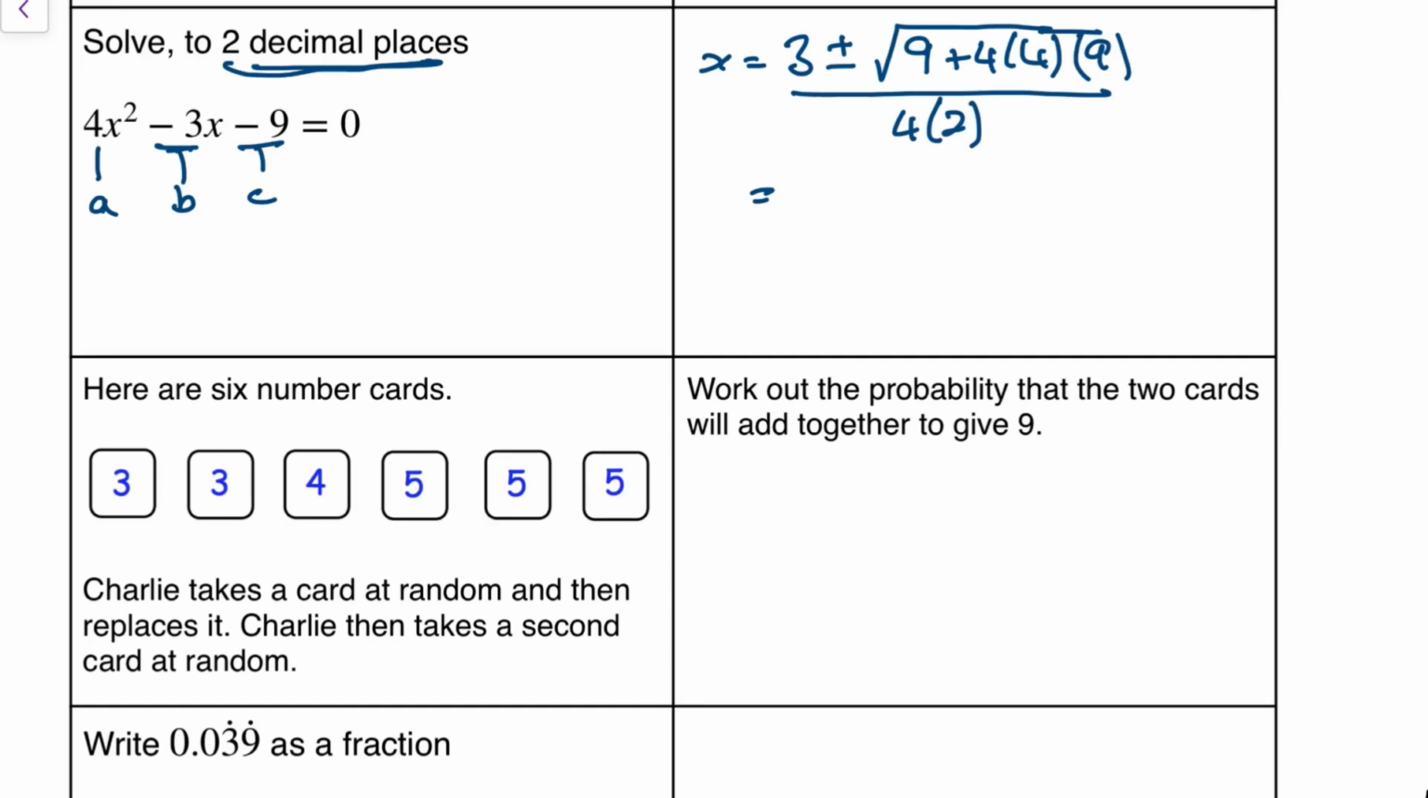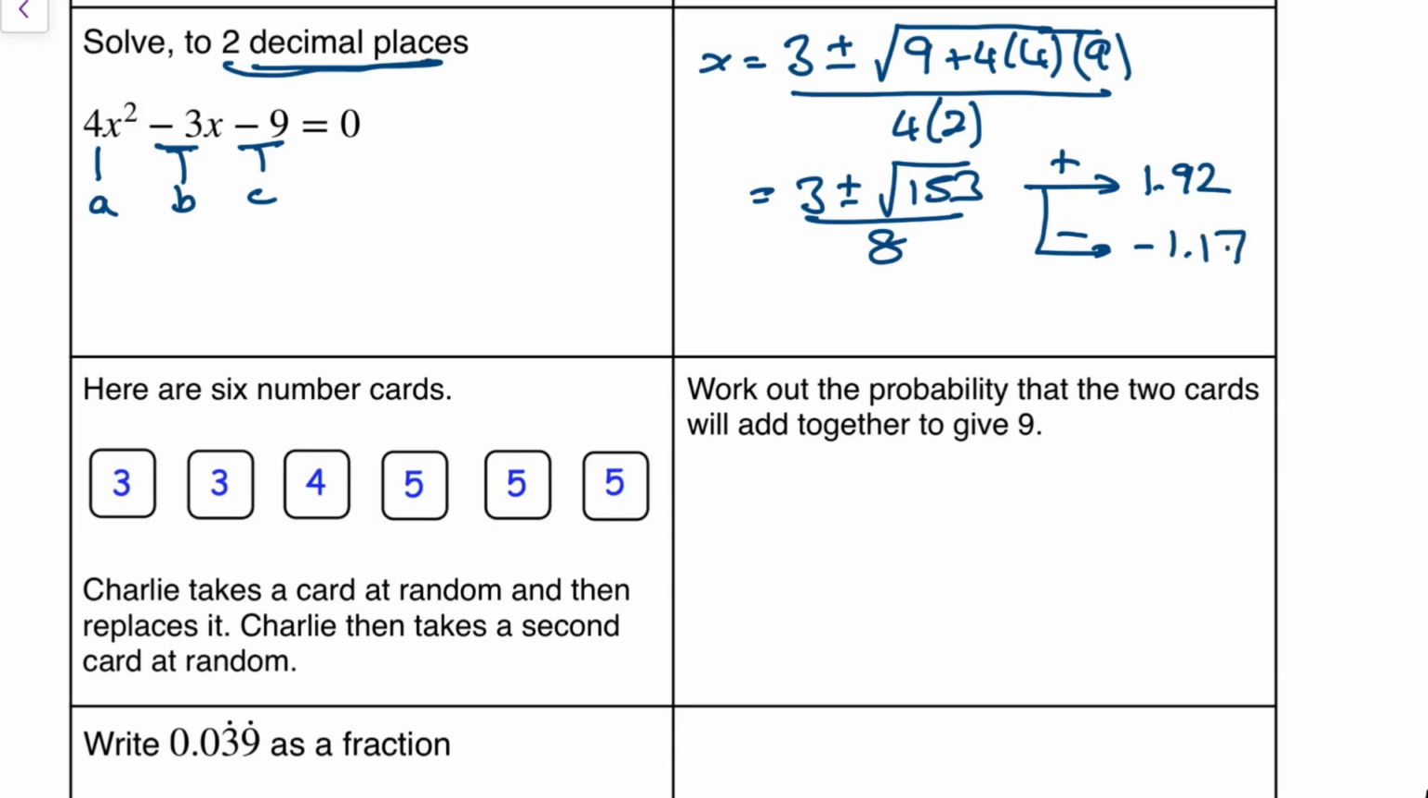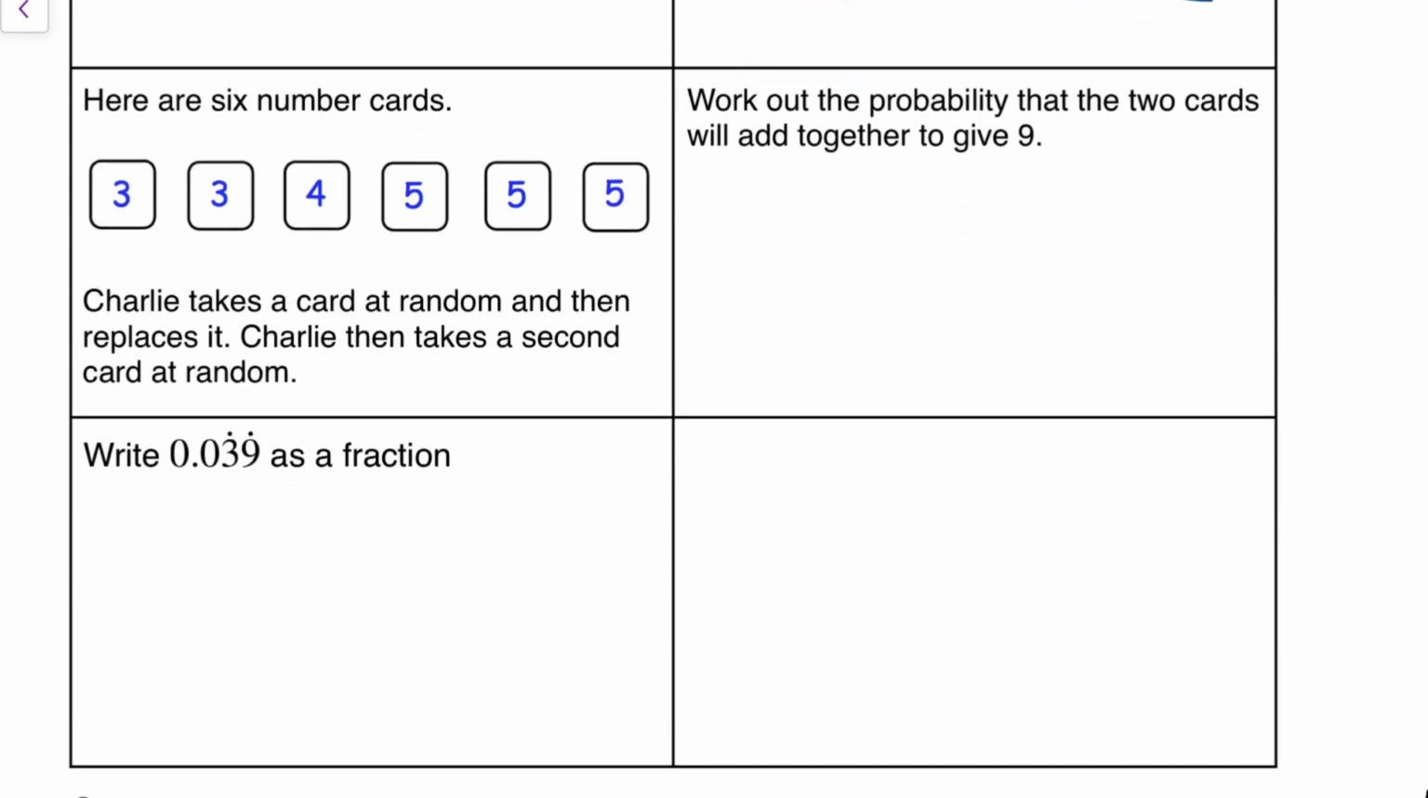So it's going to be minus 3 plus minus the square root of 153 over 8. The plus answer, and I've got the minus answer, and this is just carefully put in your calculator. So my plus answer is 1.92116461, 2 decimal places. So it's going to be 1.92. And my minus answer is minus 1.17. That's it, question done. Next one.